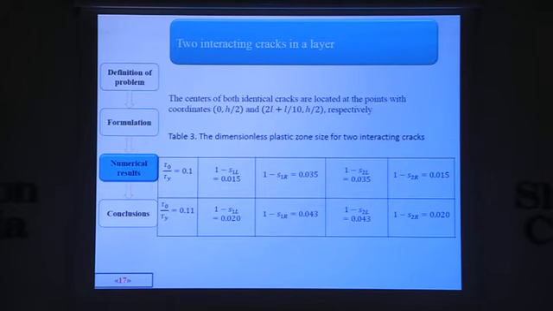In the final example, we will apply the method for two cracks parallel to the boundary of the layer, and you can see the size of plastic zone for different loading ratio. For two adjacent tips of the crack, because of the interaction of these tips, you can see the size of plastic zone is bigger than other tips.